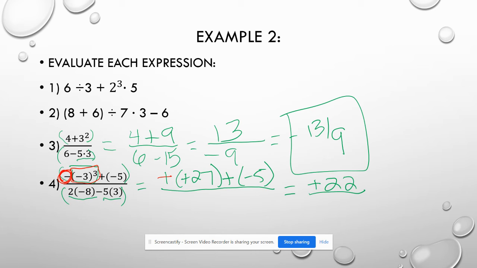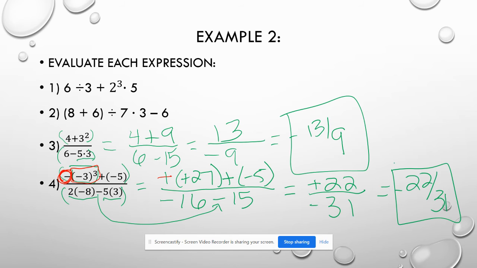So 2 times -8 is -16, and 5 times 3 is 15. There's a subtraction here, so it's going to come back. Now I can do -16 minus 15 more, which is -31. That makes our final answer -22 over 31.